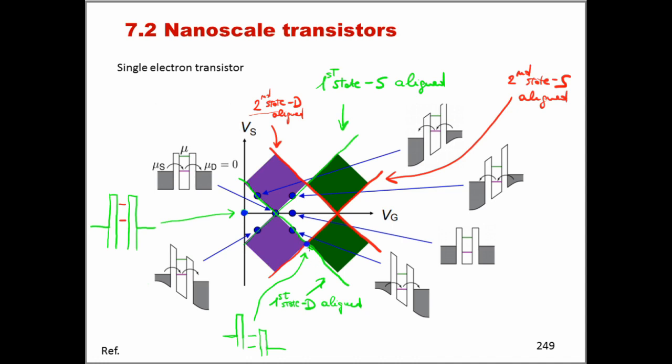And just to understand what happens at the intersections, if we look at this intersection here we have the intersection between this green line, that is the first state aligned to the drain's contact, while the red line is the second state aligned to the source. And so in this point here, the energy diagram of the device should be something like this. In this point, we have the second state aligned to the source and the first state aligned to the drain.